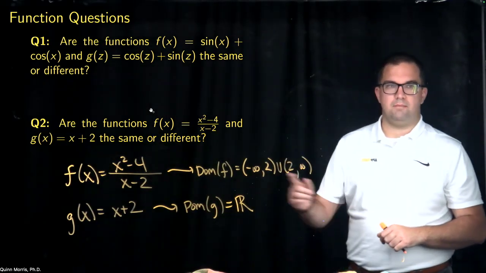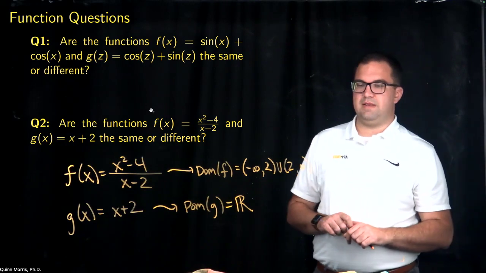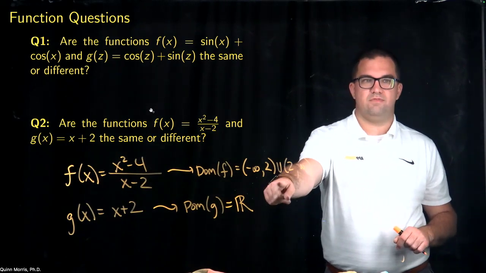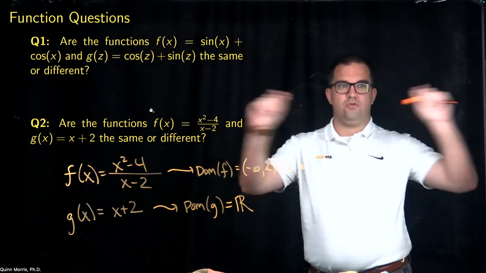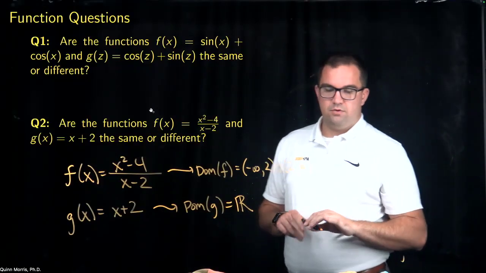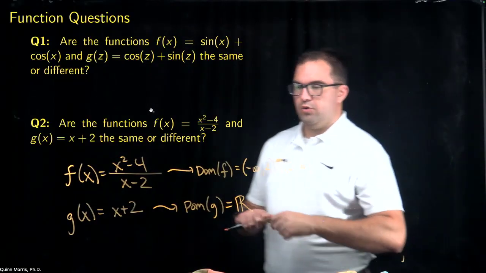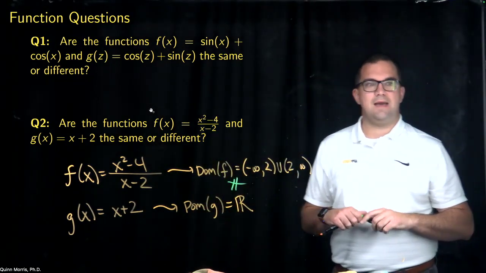So all the numbers from minus infinity to 2, union with all the numbers from 2 to infinity. But notice that 2 is not included at either endpoint. So this is like all the real numbers except I'm sort of plucking out the number 2. Now, as soon as we know that our domains are not equal to each other, then these can't possibly be the same function.